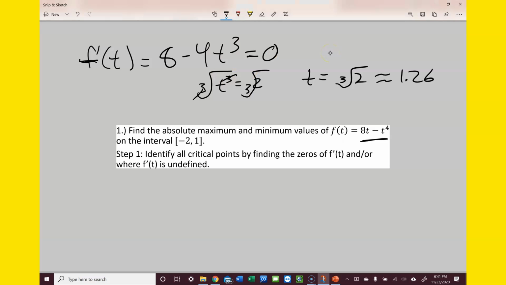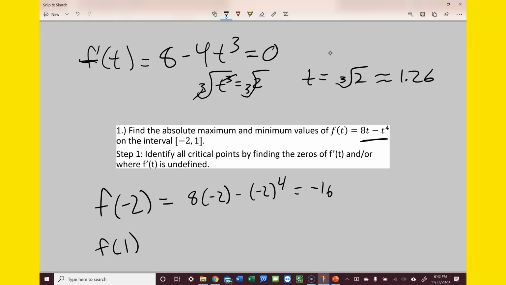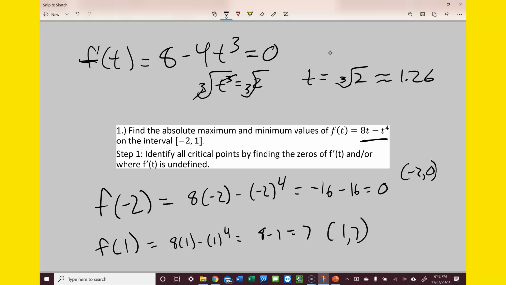So I'm going to evaluate f at the endpoints at -2 and at 1. So at -2, we have -16 minus 16, which is 0. So we have the point -2, 0. And we have the point 8 times 1 minus 1 to the fourth. 8 minus 1 is 7. So we also have the point 1, 7.